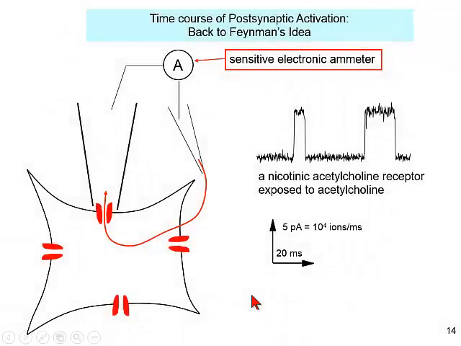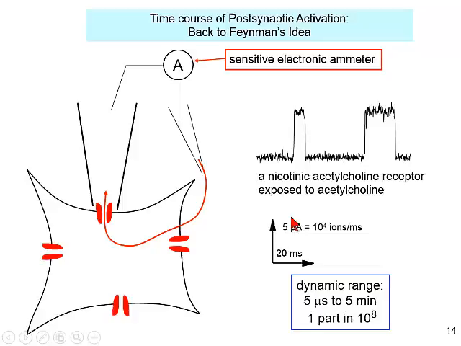So let's go back to this idea that Feynman told me about in 1973. He said to record single channels well enough, what you want to do is to get a pipette near enough to the membrane so that all the current flows through an electronic ammeter and you can measure it. So here is indeed a nicotinic acetylcholine receptor exposed to acetylcholine, and it opens for a few milliseconds. And then we have another one open. We don't know whether the second one that opens is the same one that opened first, because they are little gammas that are identical. But we know that there were two openings.